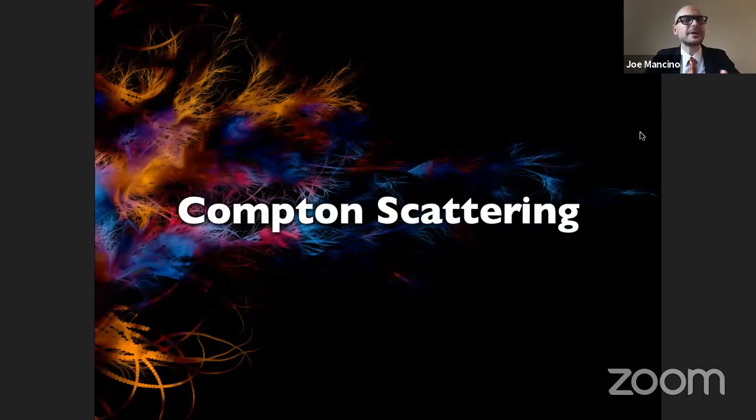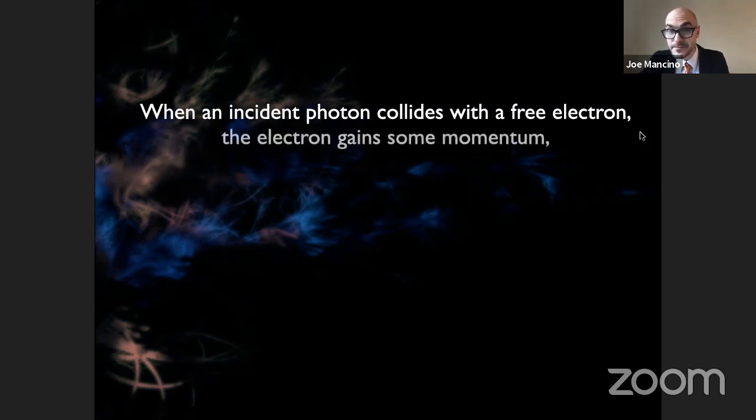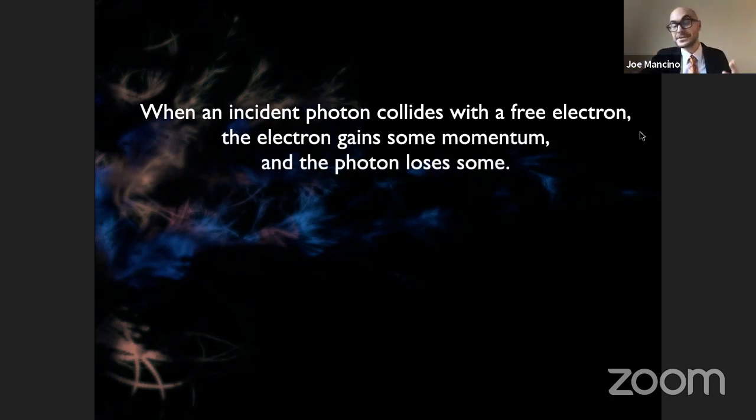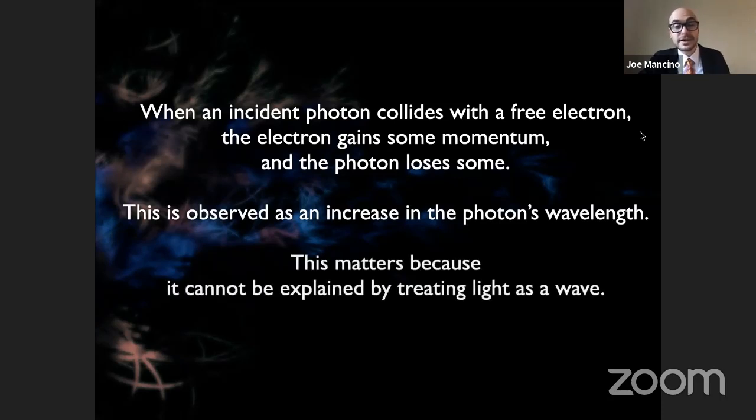So the best example of light interfering with matter this way comes in a phenomenon called Compton scattering. In Compton scattering, a photon collides with an electron. Collides. That's momentum talk. The electron gains some momentum and the photon loses momentum because momentum is conserved. That's a big idea in physics. This is observed as an increase in the photon's wavelength. Now it matters because it cannot be explained if we treat light as a wave.